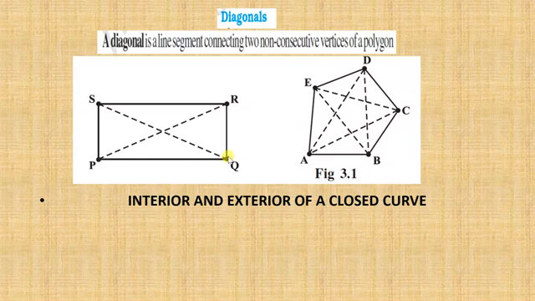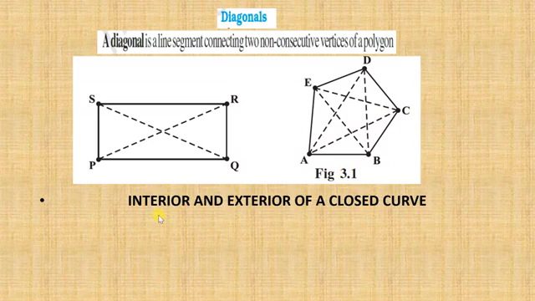Similarly, Q's adjacent vertices are R and P, so we will leave them, and you have to join Q with S, which is non-adjacent to it, to form its diagonal. It means the rectangle has two diagonals. In a pentagon, we can have 5 diagonals: AD, AC, BE, BD, CE. Because CA we have already discussed. AC or CA means the same.